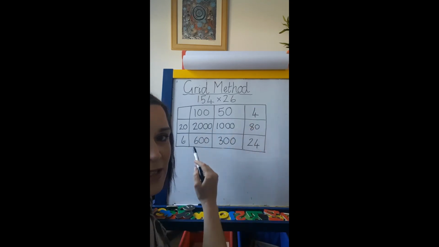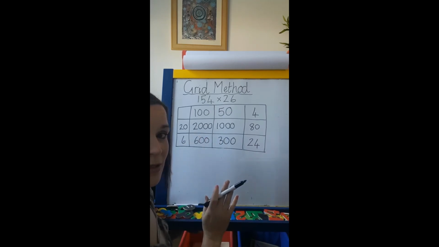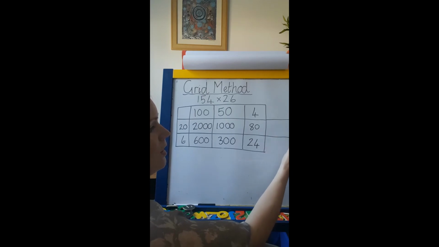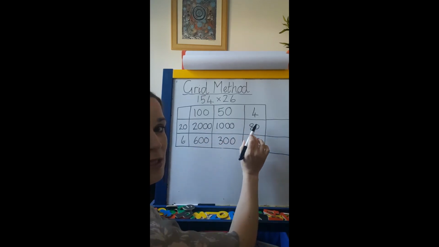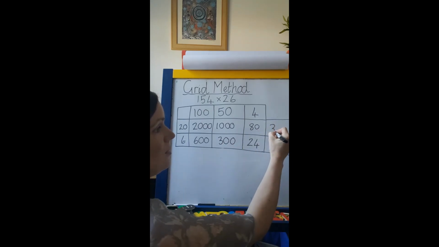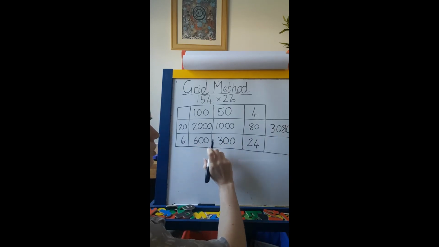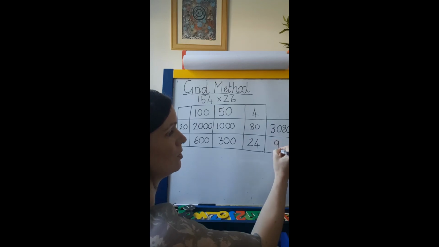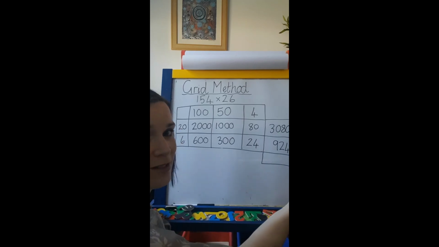Now you've got your answers to all the parts of the multiplication, we need to add them all back together. So the best way to add them all back together is to add the rows, and then you're going to add those parts back together. So 2000 and 1080 makes 3080. 600, 300 and the 24 makes 924. You're then needing just to add those two parts together at the end.